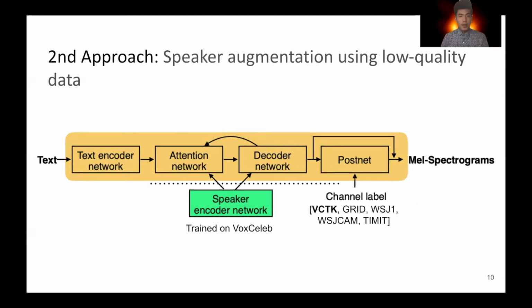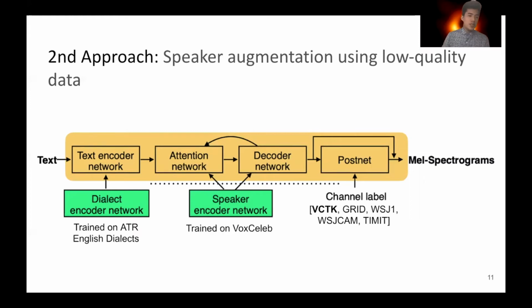The first modification we made is to supply the channel label as a one-hot vector to the postnet. This tells the network which dataset it is currently being trained on. The second modification is to supply a dialect embedding to the encoder network. And this tells the network the dialect information in the current utterance. This dialect encoder network is very similar to the speaker encoder network. Both of them are based on end-to-end speaker recognition models, and they are both trained separately.